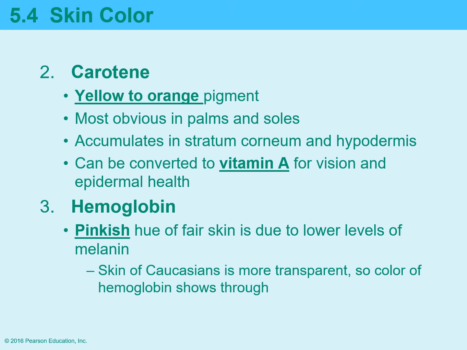Keratin is another pigment that helps to influence skin color. Keratin has different ranges, from yellow to orange. It becomes most obvious typically in the palms or the soles. It tends to accumulate in both the stratum corneum on the surface as well as in the hypodermis. Keratin is important because it can be converted to vitamin A, which is necessary for, one big thing, your vision.